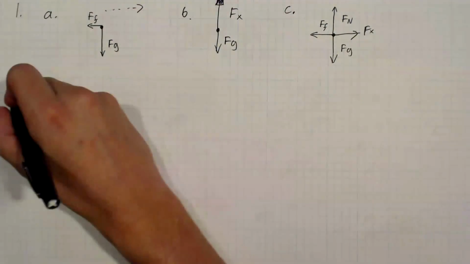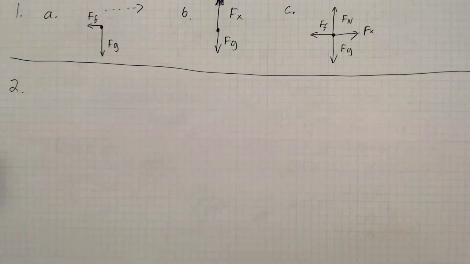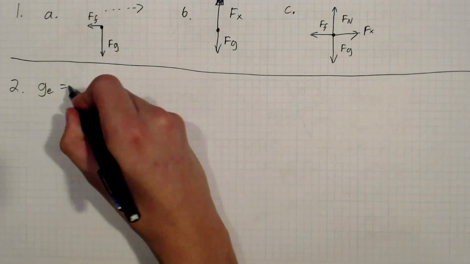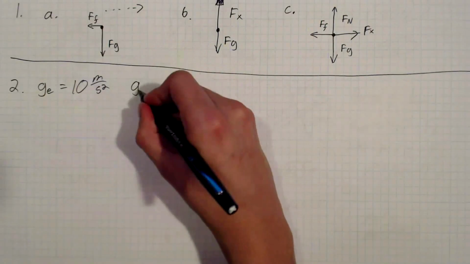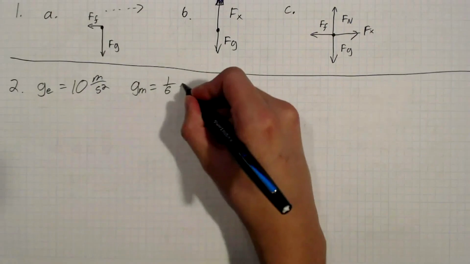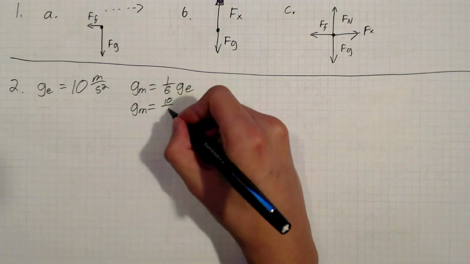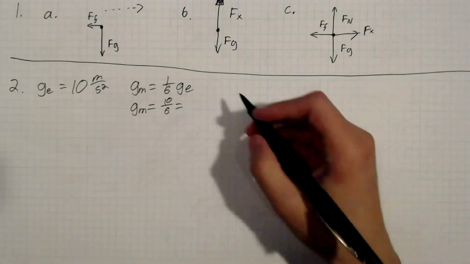So the next question is question 2. Let's partition this off real quick. Which reads, a bag of sugar has a mass of 2.26 kilograms. What is its weight in newtons on the moon, where the acceleration due to gravity is 1/6 that of Earth? So if the acceleration due to gravity of Earth is equal to 10-ish meters per second squared, and the gravity of the moon is equal to 1/6 the gravity of the Earth, then the gravity of the moon is equal to 10 over 6, which is equal to, hang on real quick, 1.67.